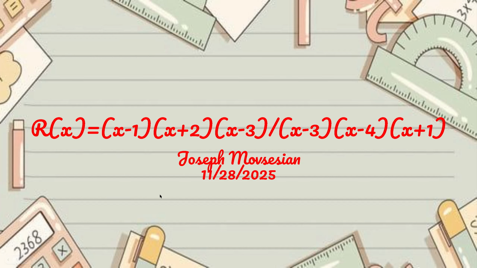Hi, I'm Joseph Movsesian. Today is November 28th, 2025, and the rational function I'm going to be going over today is (x minus 1) times (x plus 2) times (x minus 3), all divided by (x minus 3) times (x minus 4) times (x plus 1). So let's get into this.